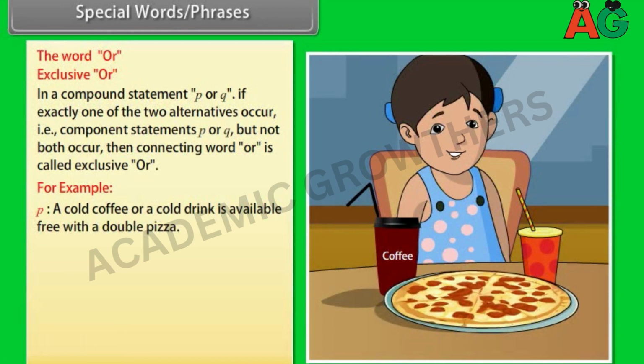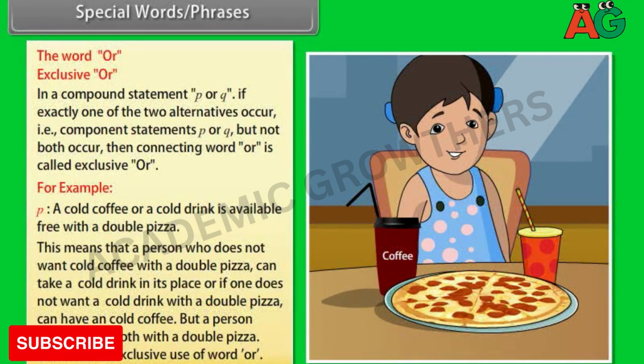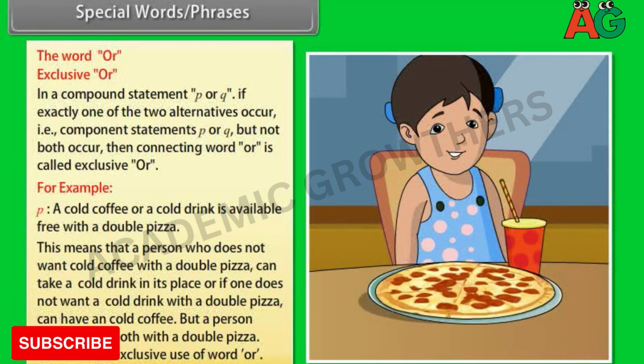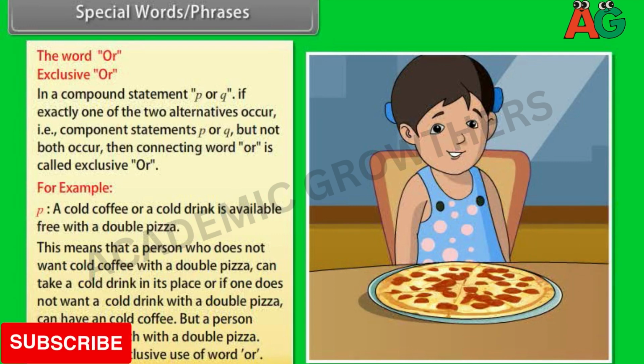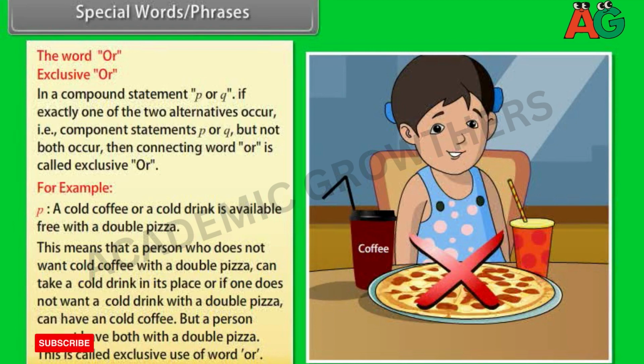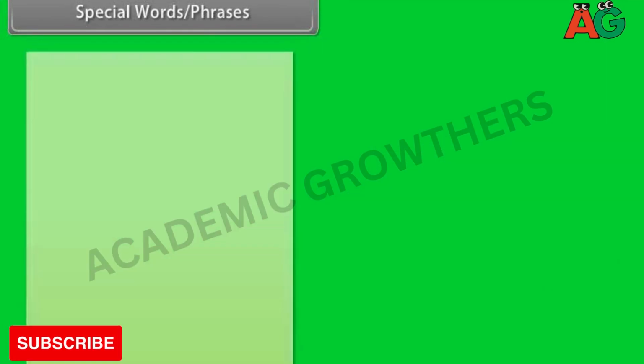pizza. This means that a person who does not want cold coffee with a double pizza can take a cold drink in its place. Or if one does not want a cold drink with a double pizza, they can have a cold coffee. But a person cannot have both with a double pizza. This is called exclusive use of the word "or".